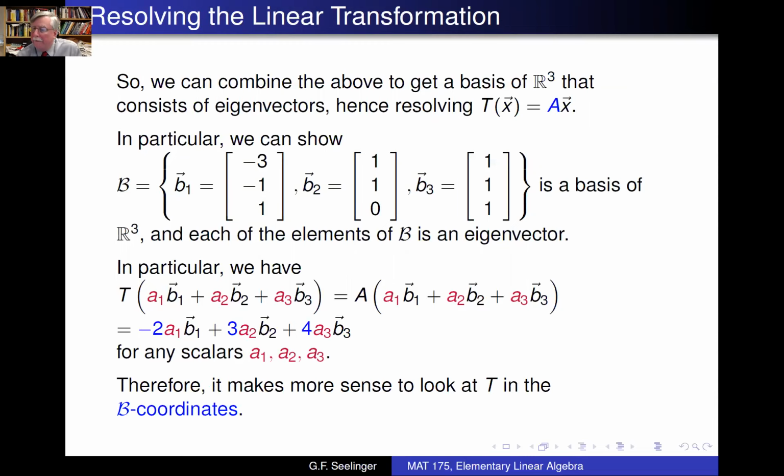So it makes more sense to look at T in the B coordinates. In section 5.3, we're going to work a little bit more on finding eigenvalues, finding the corresponding bases of the eigenspaces, and then looking at T in B coordinates. And so we'll talk a little bit more about that on Monday.